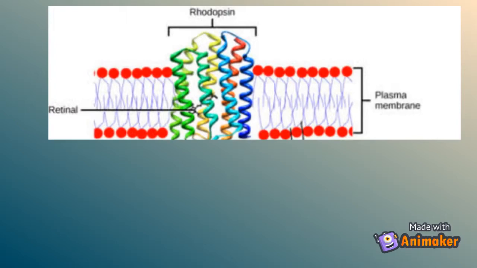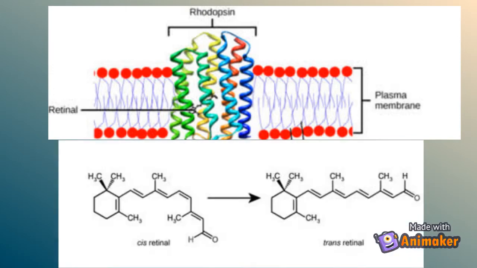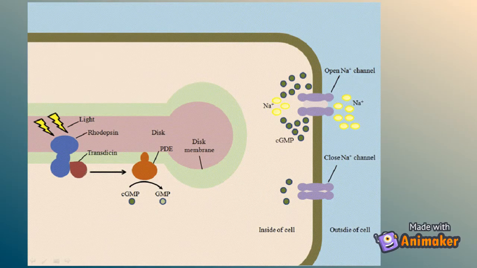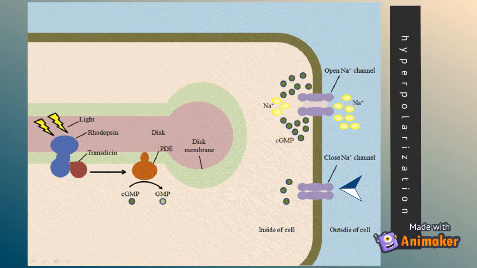In the dark, the retinal will be in the cis-11 state. As soon as light hits the retinal, it causes it to change to 11-trans retinal. This change of configuration generates an event that triggers opsin to activate the transducin protein. The transducin then activates the protein phosphodiesterase. The phosphodiesterase starts breaking down cyclic GMP into regular GMP. This causes a decrease in the concentration of cyclic GMP. This leads to the closing of sodium channels and results in hyperpolarization.